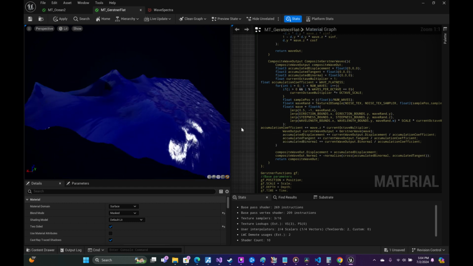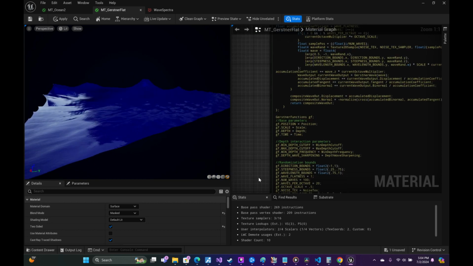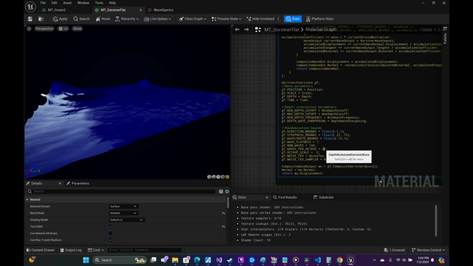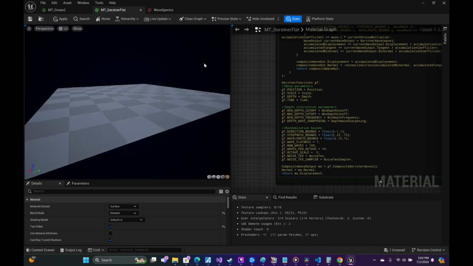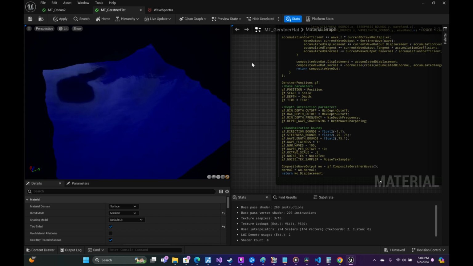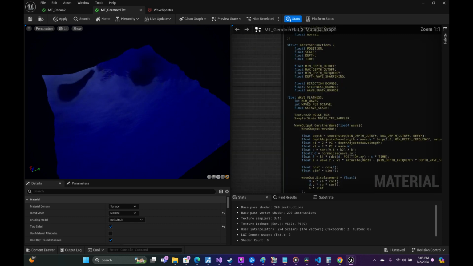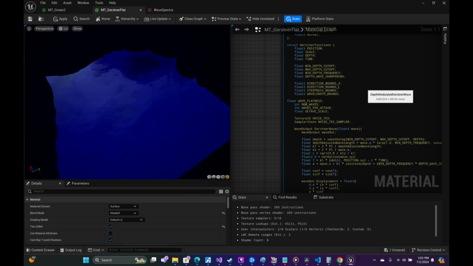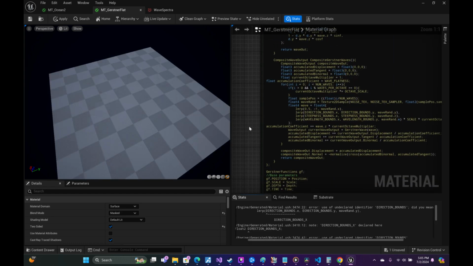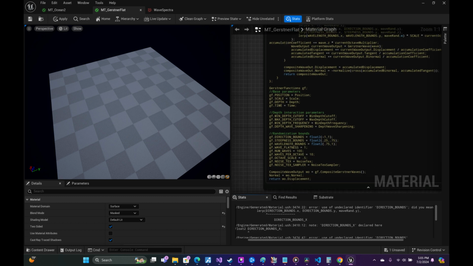I mean, I do think that this has pretty much solved the issue of basically over accumulation of waves. Now I'm thinking I might want separate directional bounds for the x and y axis though. So, direction bounds.